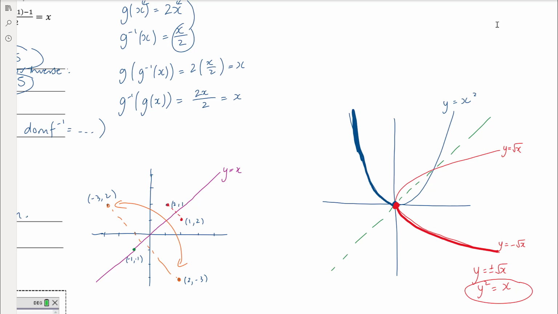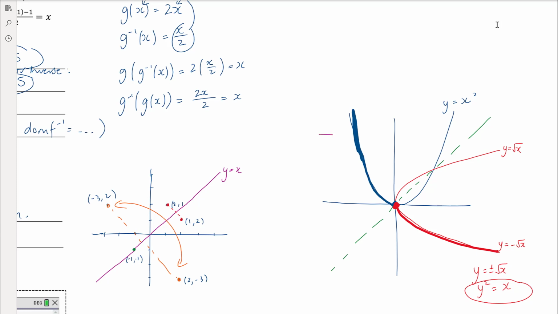Okay, and so that's really important too to think about later on. So the whole idea is, if your inverse is to be a function, i.e. pass the vertical line test, then the original function needs to be a one-to-one function. It needs to pass the horizontal line test so that when you mirror it, what you end up with is a function.